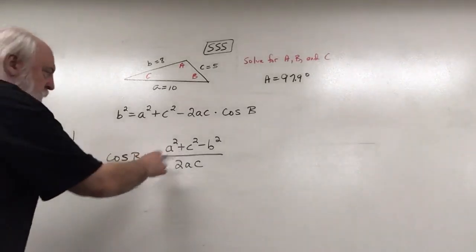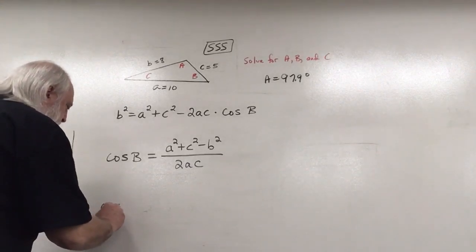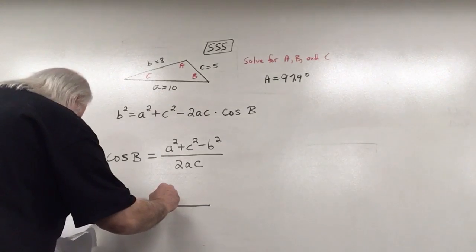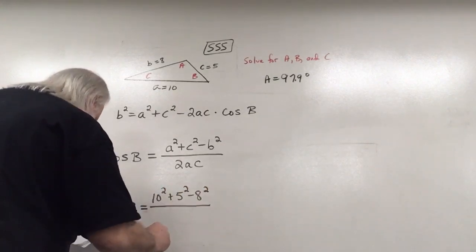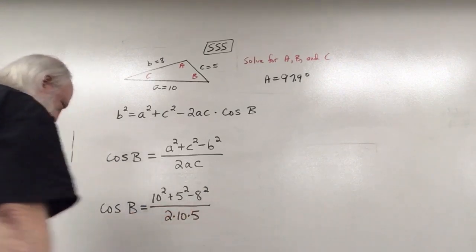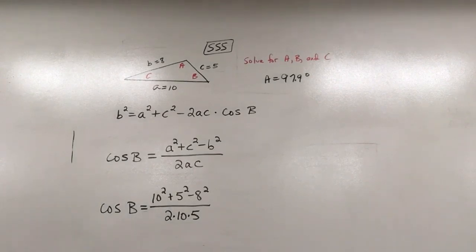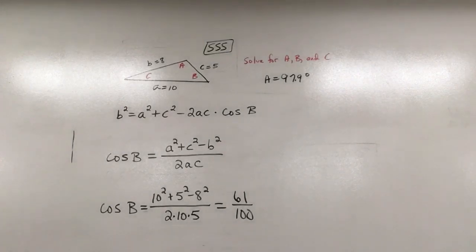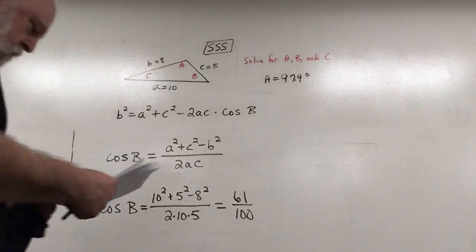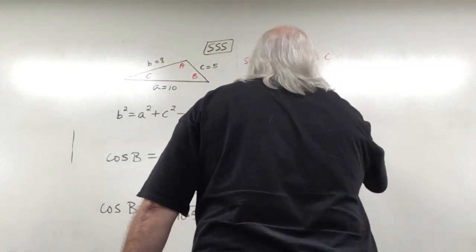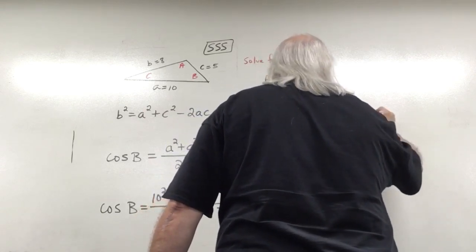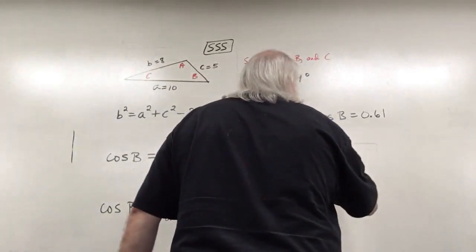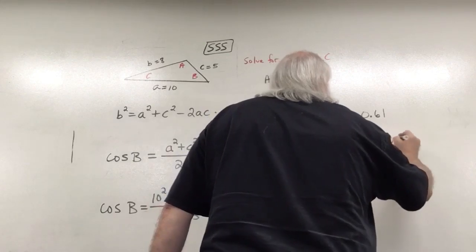Now I substitute for little a, little b, and little c, and I have the cosine of angle B is equal to 10 squared plus 5 squared minus 8 squared over 2 times 10 times 5. The numerator is equal to 61, and the denominator is equal to 100. 61 divided by 100 is 0.61. So when I take the inverse cosine of both sides, I get angle B is equal to the inverse cosine of 0.61.